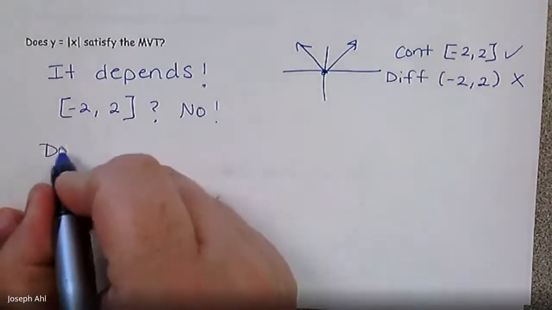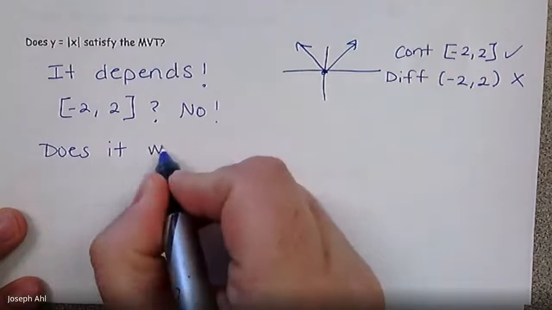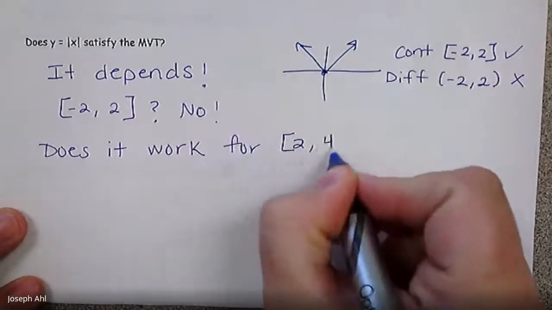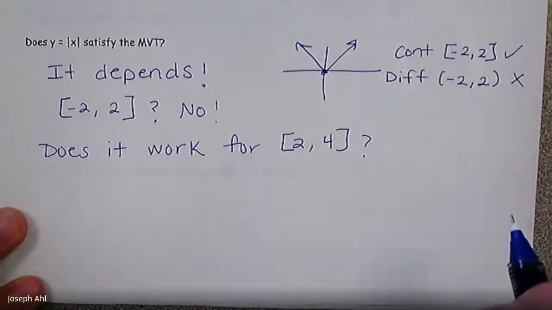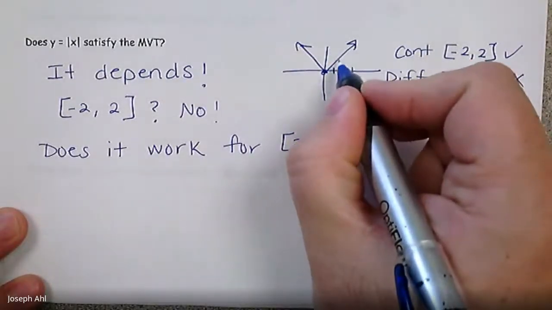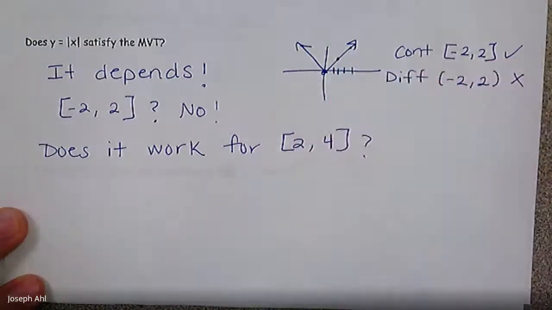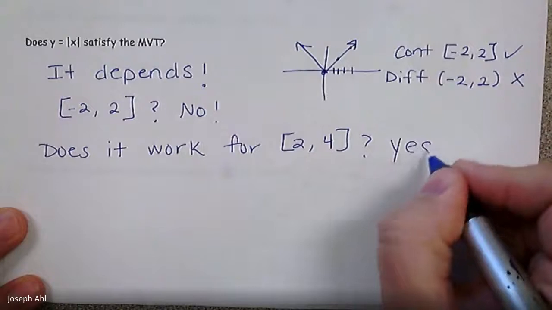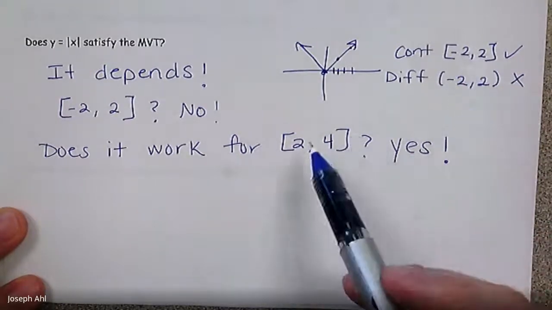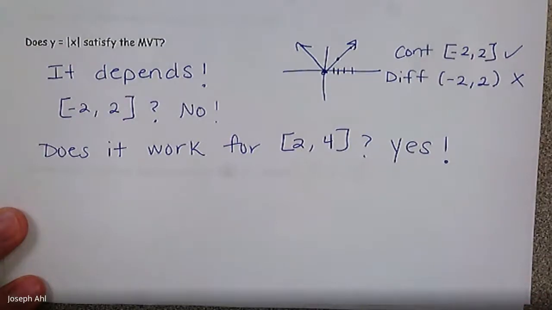So does it work then for the interval from, let's say, 2 to 4? Well, yeah, I mean, if I cut this off from 2 to 4, just over that interval, it's differentiable at all the values in between x equals 2 and x equals 4. So that would definitely work. Okay, mean value theorem would then apply. It's continuous and differentiable over that interval, so we can find our values of c.